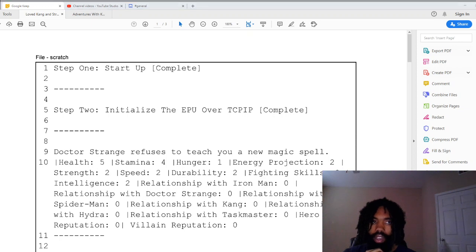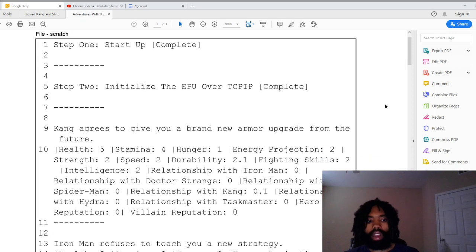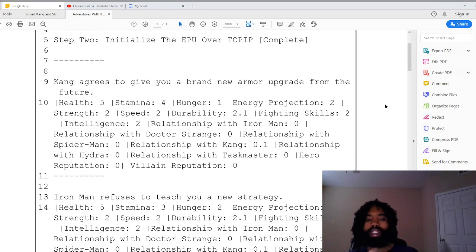Let's see. So I suppose I'll start off by looking at Adventures with Kang with you guys. That's what I named this particular log. So the first thing that the AI chose to do was to ask Kang the Conqueror, a villain from the Marvel Comics universe, to give them a brand new armor upgrade from the future.